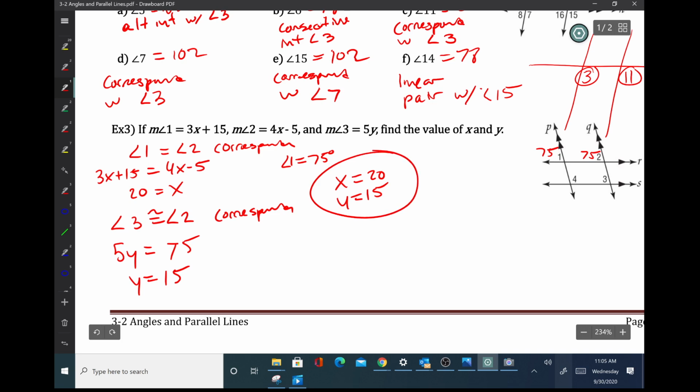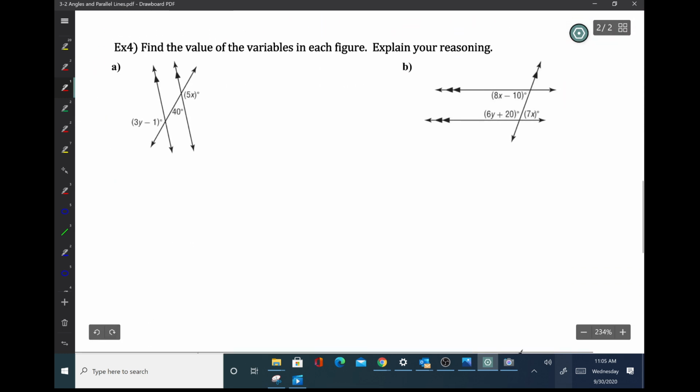All right? So it's not hard. You're just kind of filling in what you know and then justifying why you know it, okay? All right, so let's go to the next one. I can solve for x pretty quickly, okay? I know that 5x plus 40 must equal 180.